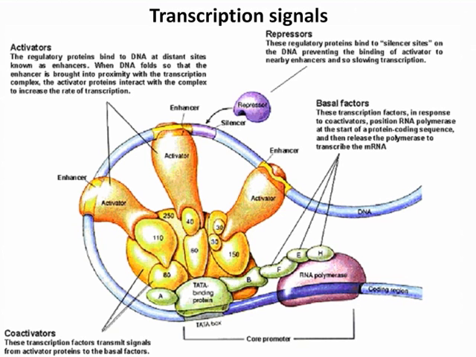So here we have our transcription signals once again. We have our activators, also known as enhancers. Those are located at a distant site on the DNA. And so when DNA folds, those activators are going to send a signal to co-activators, and co-activators are going to transmit that signal and send it to basal factors. Basal factors, in response, are going to position the RNA polymerase at the start site. So all of these activators, co-activators, and basal factors are going to enhance transcription. Repressors and silencers are going to slow down transcription.